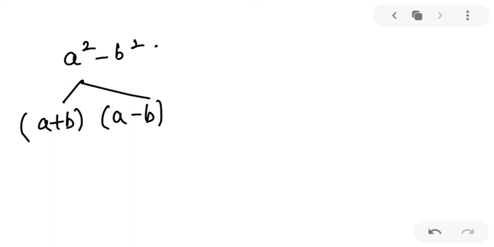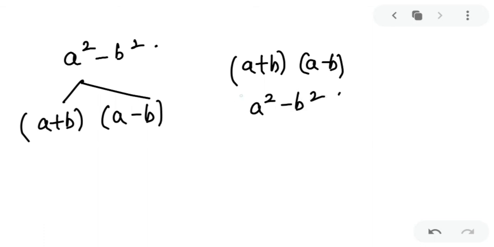Dear kids, we also know a^2 - b^2 is (a + b)(a - b). Similarly, if I give you (a + b)(a - b), you can write it as a^2 - b^2.